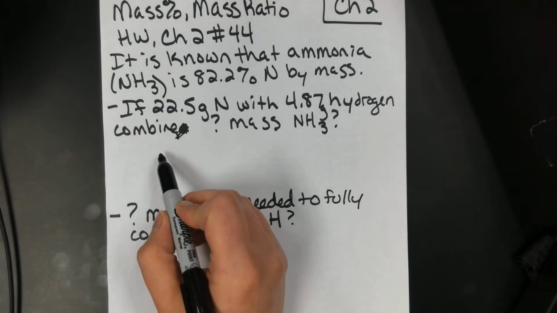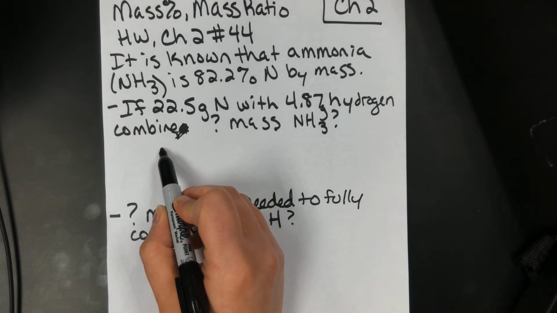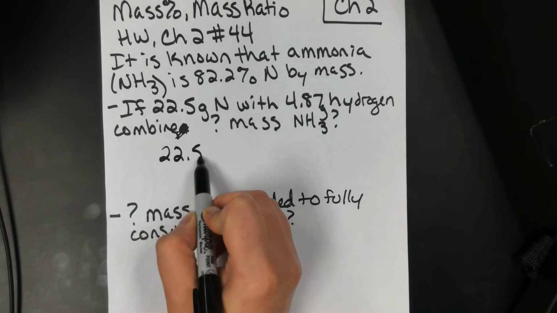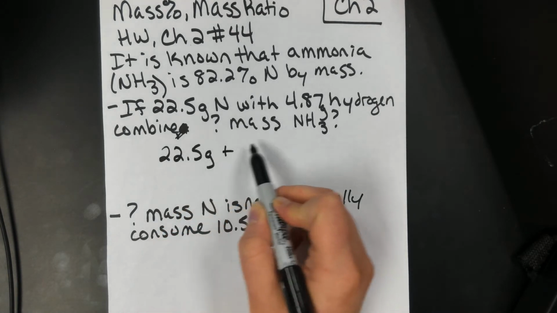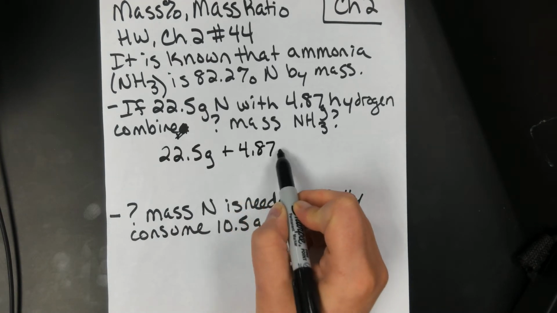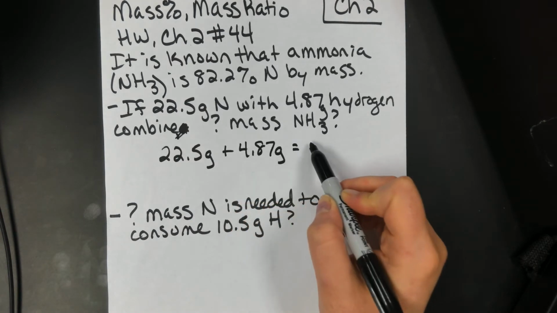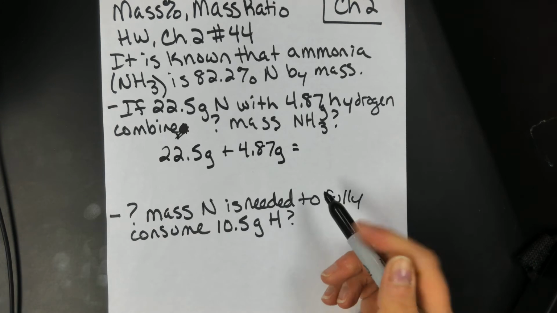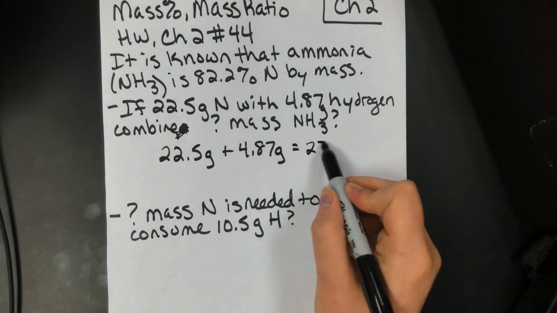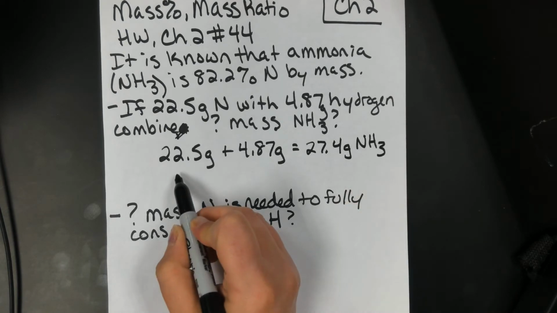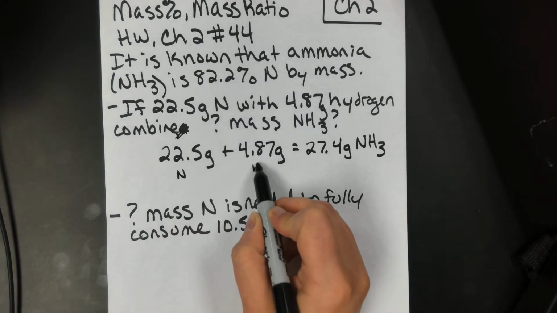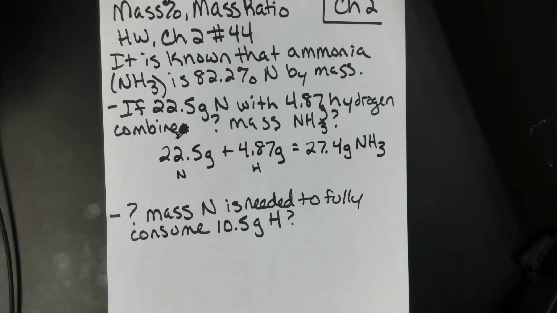So really, we're just going to use the law of conservation of mass here, and we're going to say 22.5 grams plus 4.87 grams equals, and we type that into our calculator, we're going to get 27.4 grams of NH3. The reason is this is the mass of nitrogen, this is the mass of hydrogen.